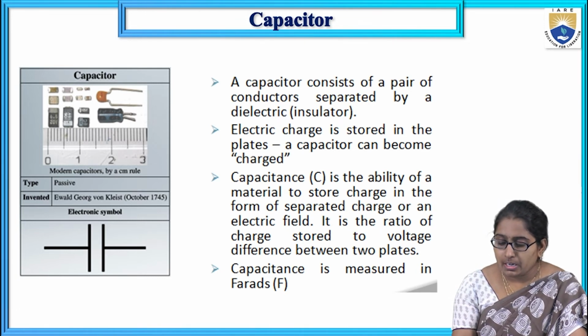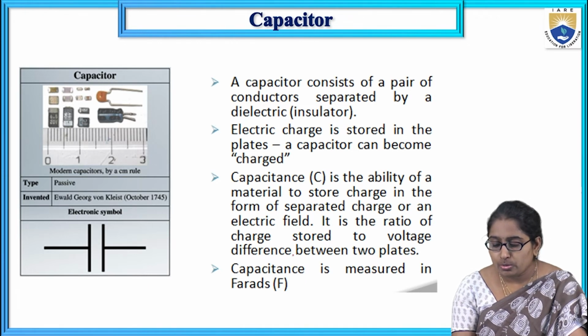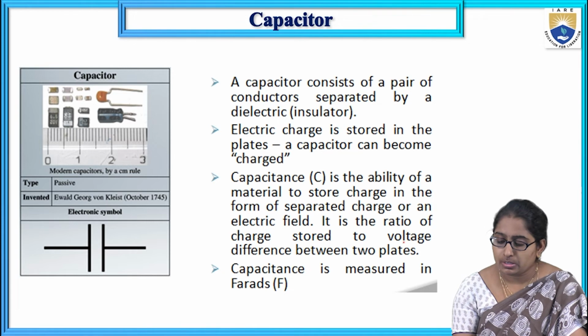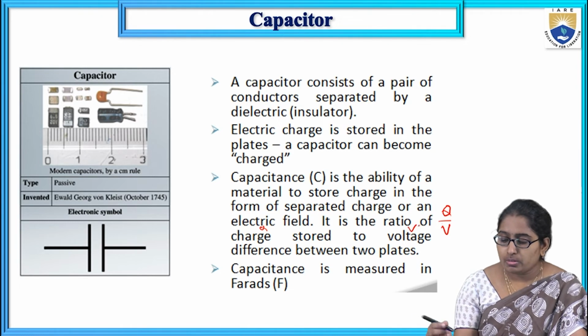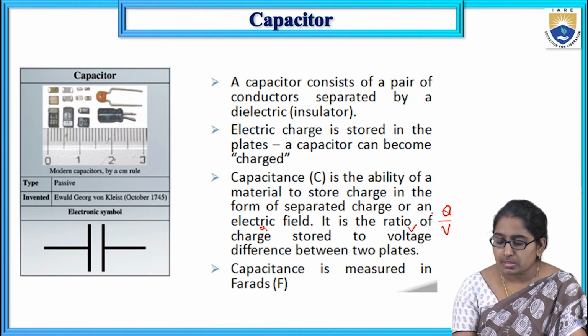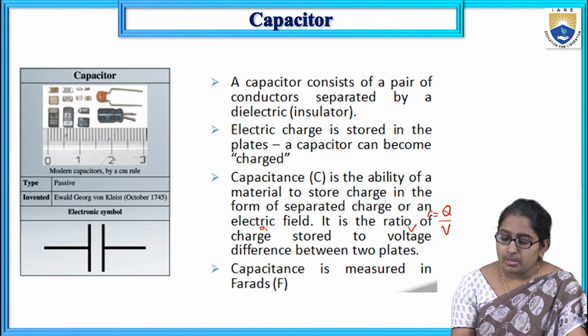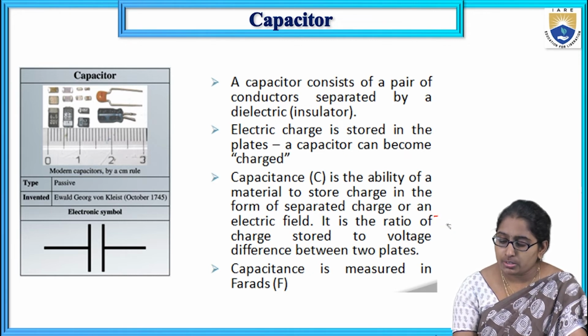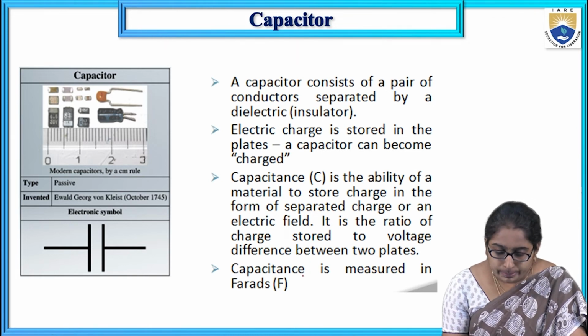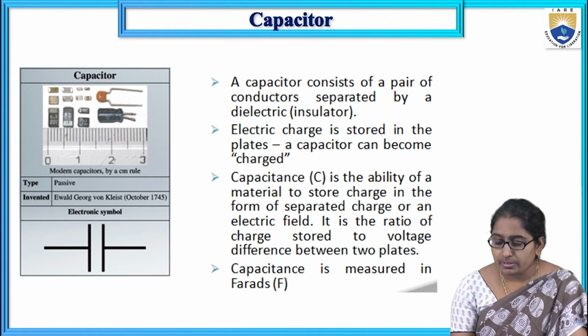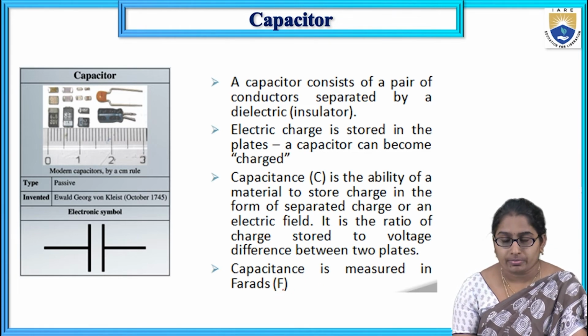It is given by the ratio of charge stored to the voltage difference between the plates. Charge means Q, so it is Q to voltage. That is the capacitance. Exact definition: C is equal to Q by V. It is the ratio of charge stored on the plates to the voltage difference between the two plates. Capacitance is measured in farads, denoted with the letter F.